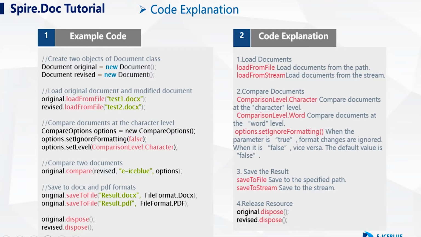Okay, back to the topic. There are 5 steps of comparing Word documents using Java code. Step 1. Create 2 document objects. Step 2. Load the original document and the document for comparison using the created document objects. Step 3. Set the parameters for comparison. Step 4. Compare the two documents. Step 5. Save the result document.